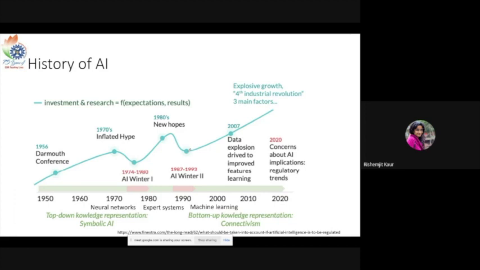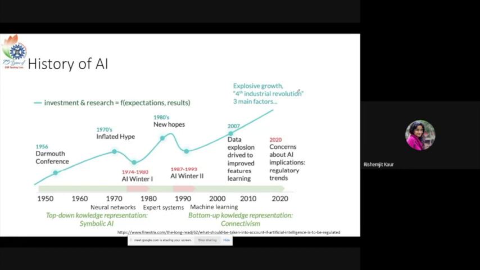Now if I talk about after around the 1990s, 1999, we have seen a lot of explosion in the growth of AI, in terms of investment and in terms of research. A lot of resources are coming up. It has grown so much that we are even talking about explosive growth, the fourth industrial revolution. And there are reasons for it. There are mostly three main factors which have resulted in it.